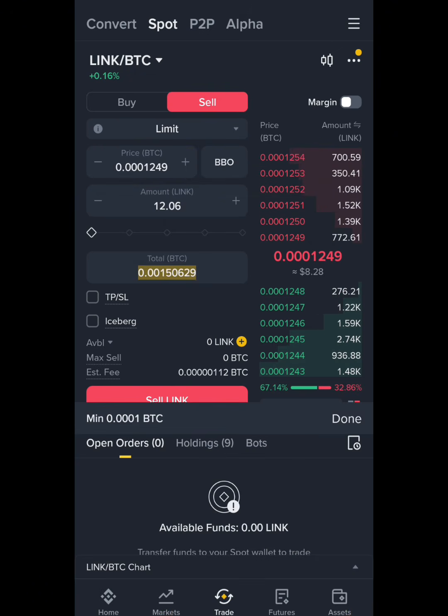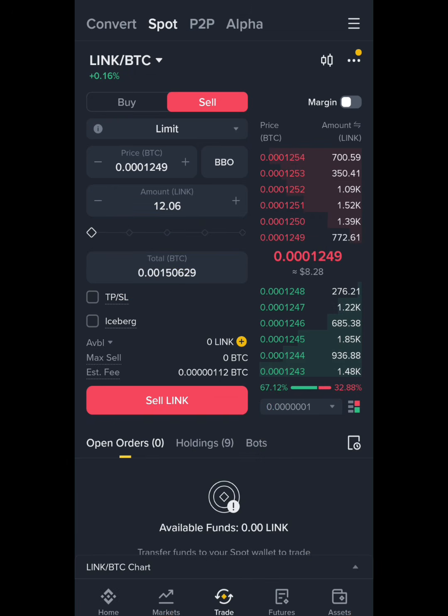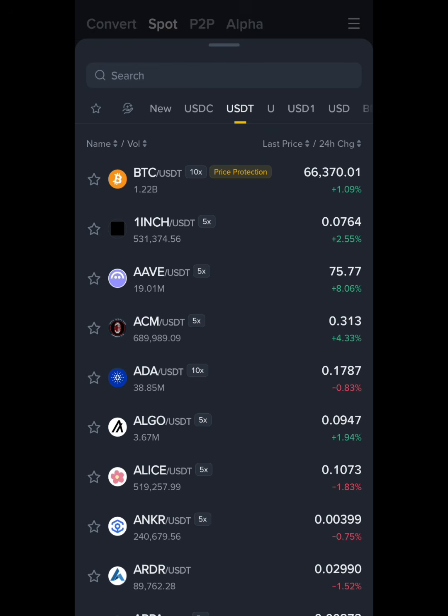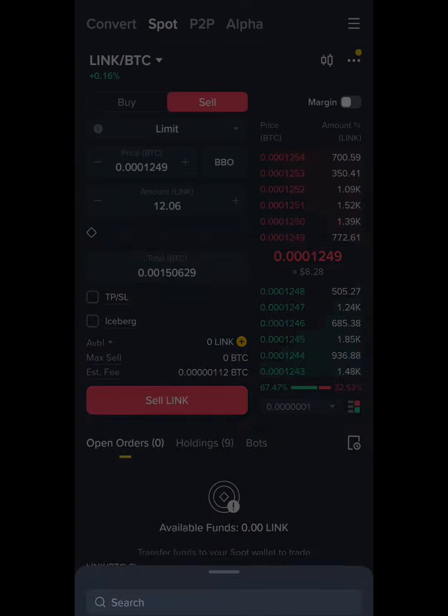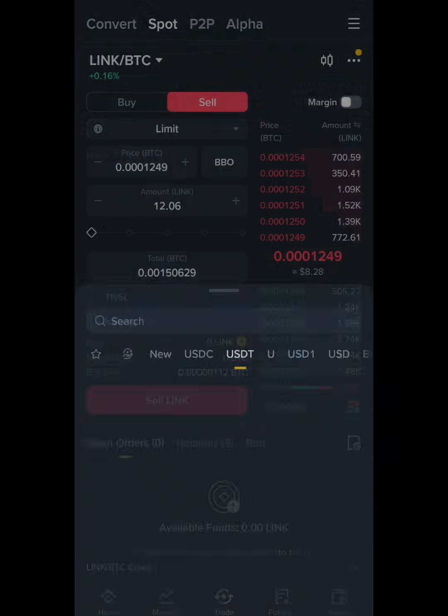So we'll be getting 0.015, right? So what we'll do now is we'll be selling this to USDT back. So you understand the gist right now. We'll be selling this BTC that we got to USDT, so I will not confuse you.